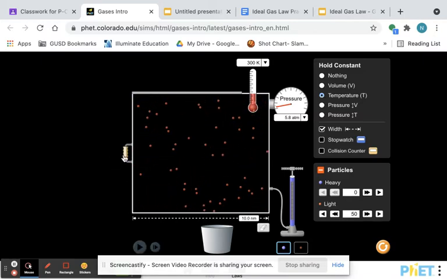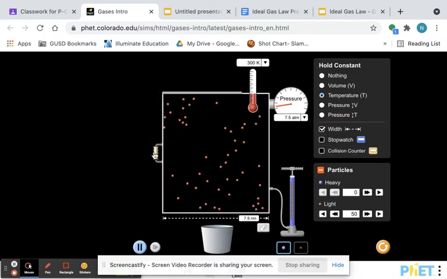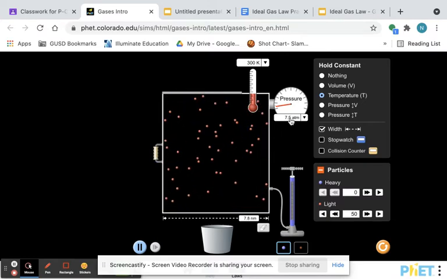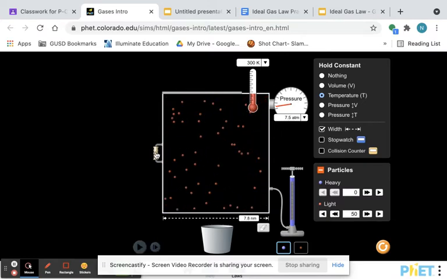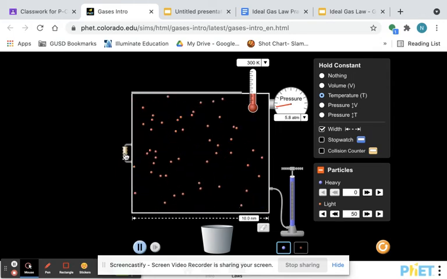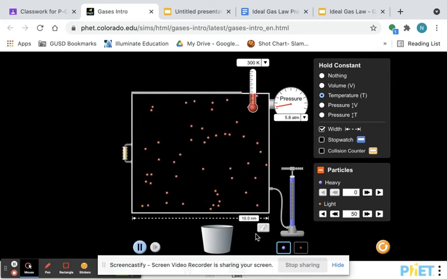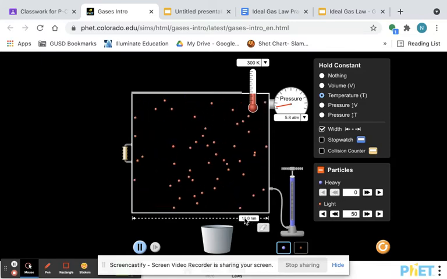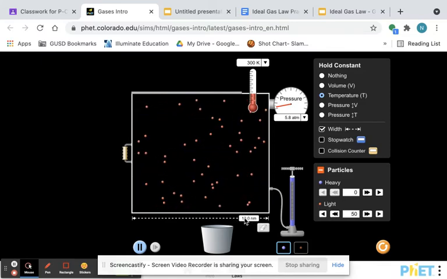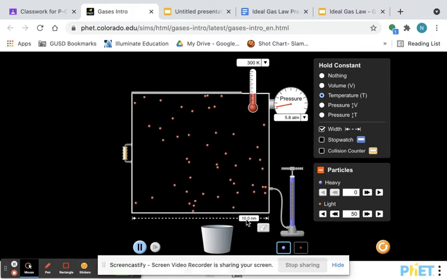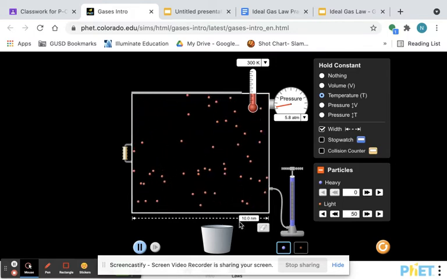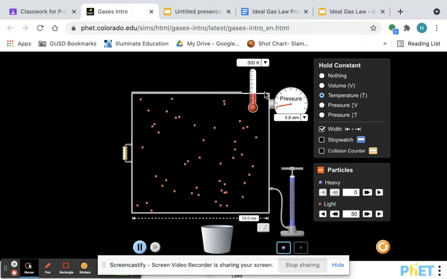Now you can see as I change my volume, my pressure changes and my temperature stays constant. So now I'm just asking us to gather points. We're going to use the width as the volume because that's our best way to find the volume here. So we have a volume of 10 and our pressure is 5.8.